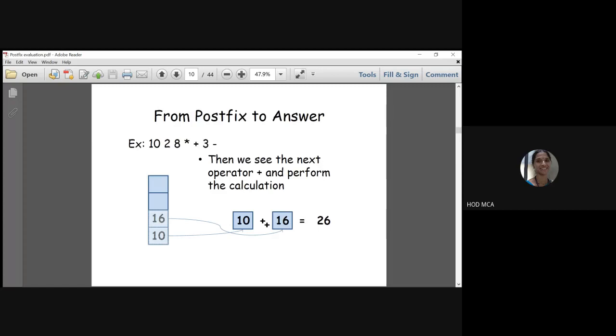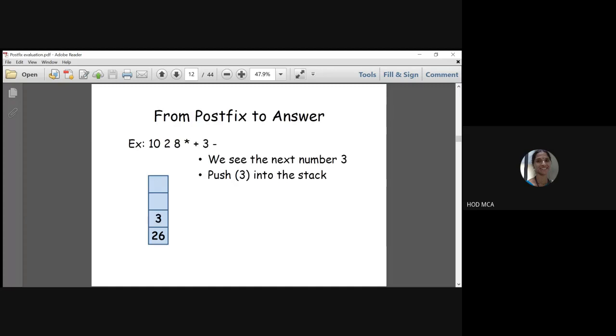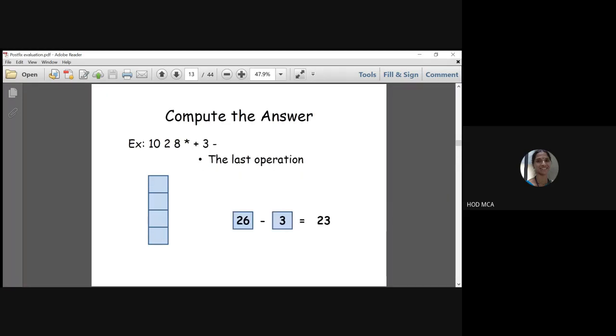Then next is plus. Again it is an operator, so we have to pop out these two numbers. There are only two numbers in the stack, so pop them out and apply the plus on them. 10 plus 16 is going to be 26. Push that again into the stack. Next is 3, an operand. Push it onto the stack. Next you have minus. Again pop 3 and 26 and apply the minus operator. 26 minus 3 is 23. Push that result 23 into the stack. So that will be your final answer. Is it clear to all? I think most of you have done it right.